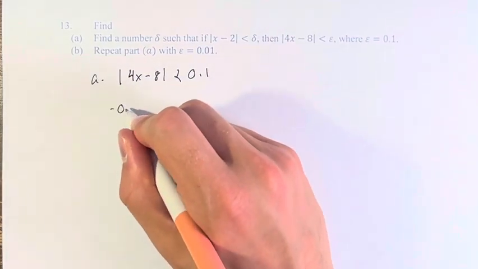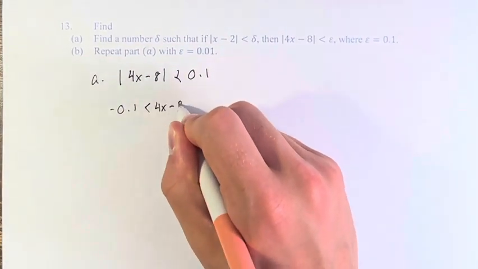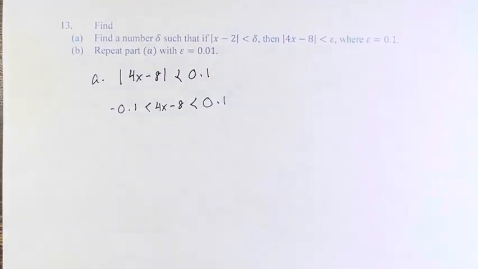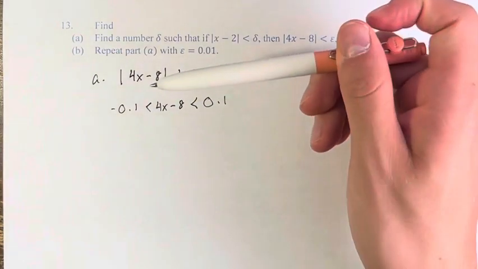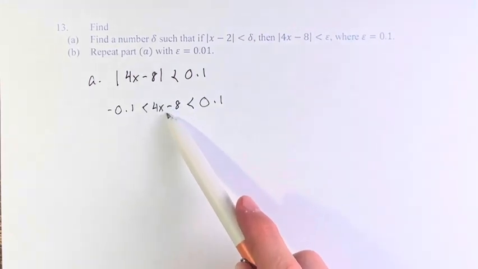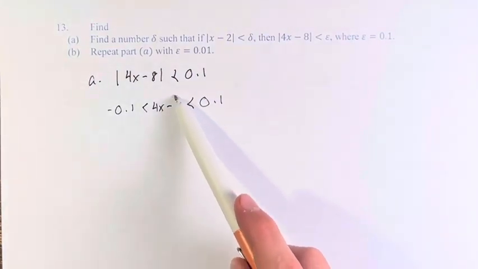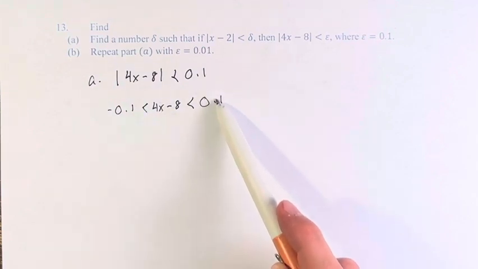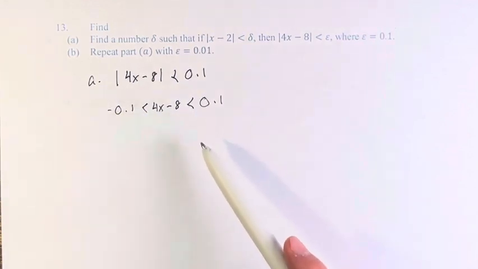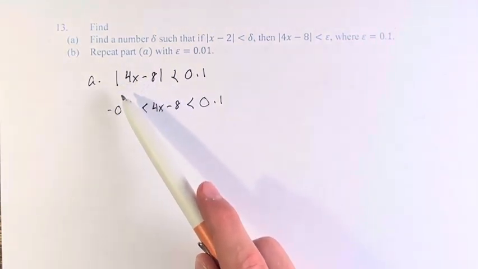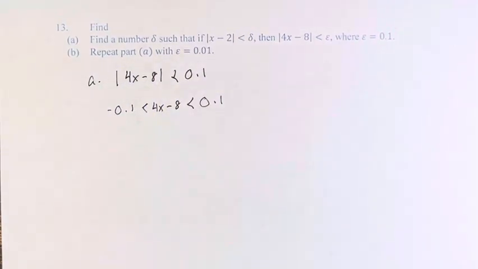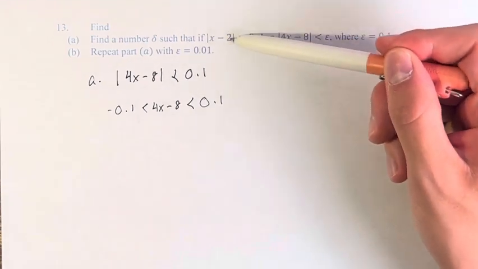That means that it's between negative 0.1 and 0.1. And so we can say that these are equivalent inequalities, right? Where if you have some value that is less than a positive number and greater than the negative equivalent of that number, that's the same as saying that it's the absolute value of whatever is in the middle being less than that number.